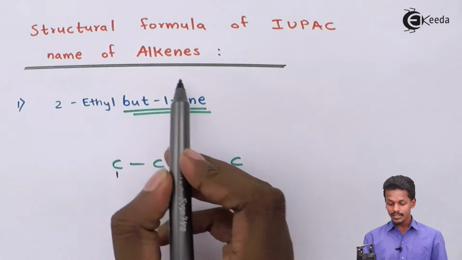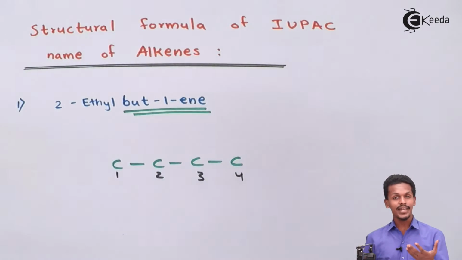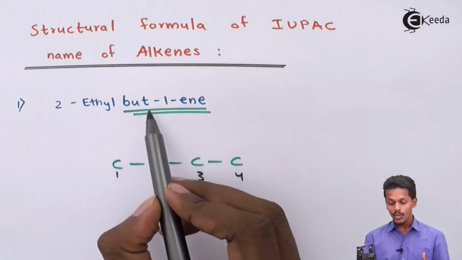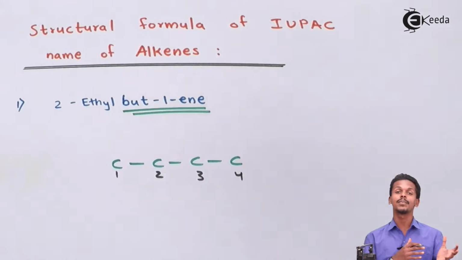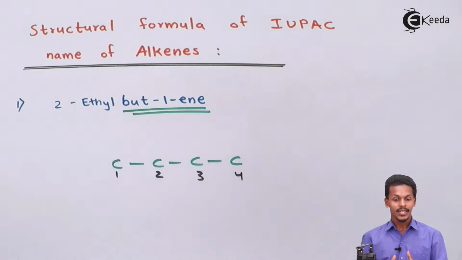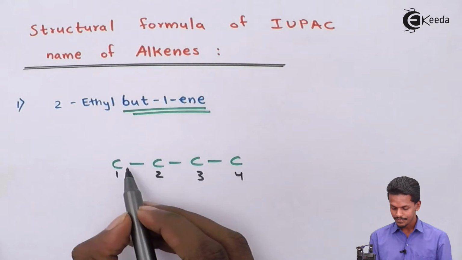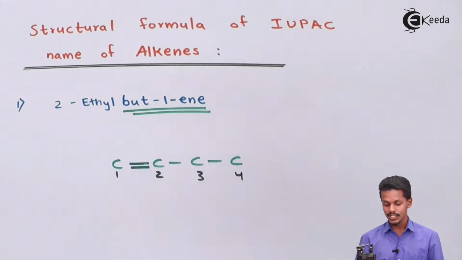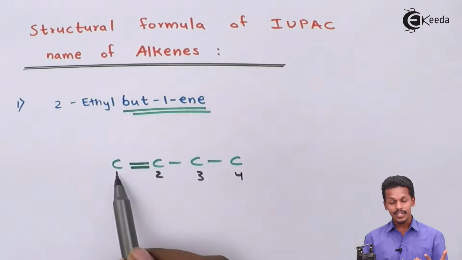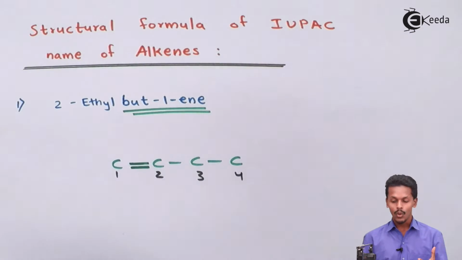Looking at the parent name of the alkene, the name is but-1-ene. This number indicates that the double bond starts from carbon number 1. So that's the reason we could draw this in this manner, and as you can see, the carbon-carbon double bond starts from carbon number 1. So this is the skeleton of the carbon chain itself, but I have not yet filled in the hydrogens.